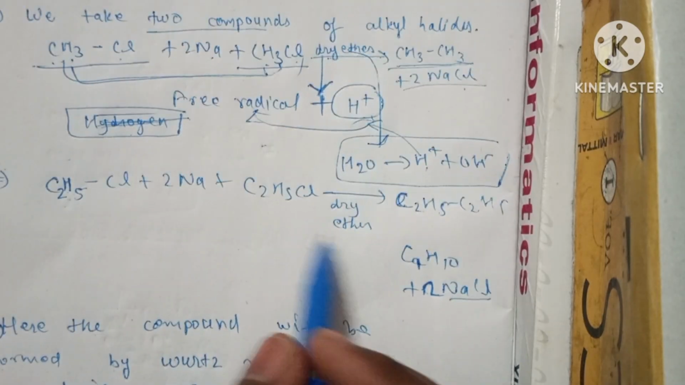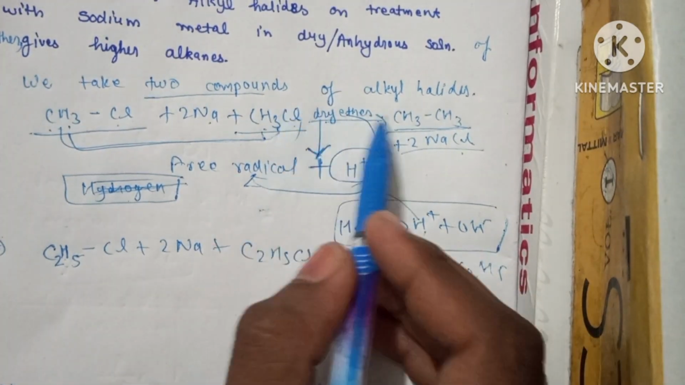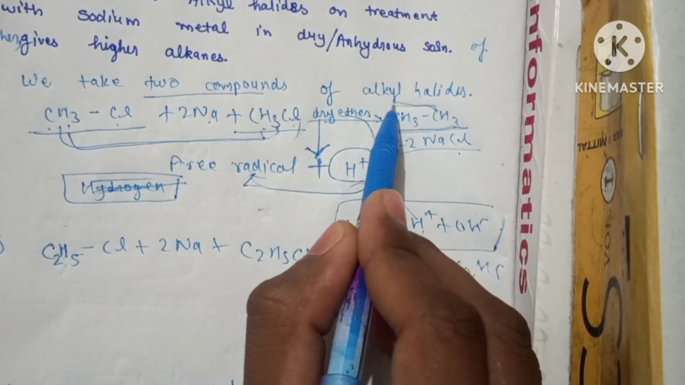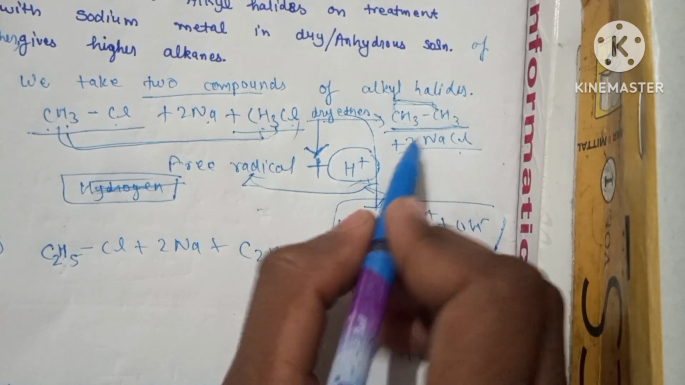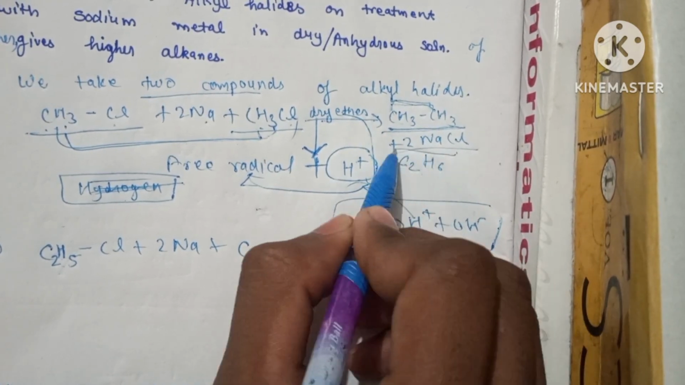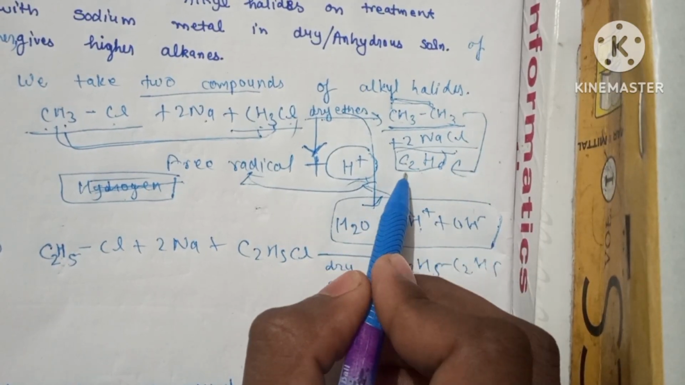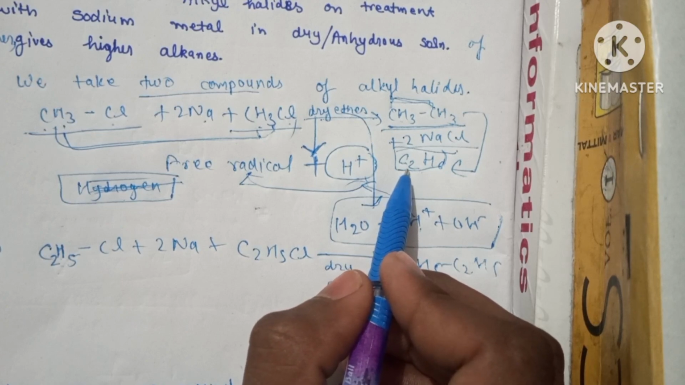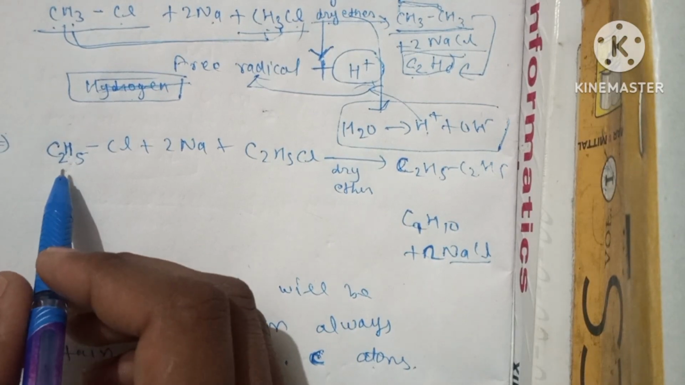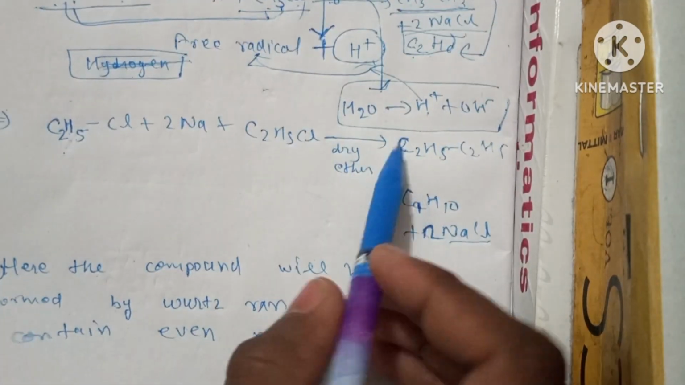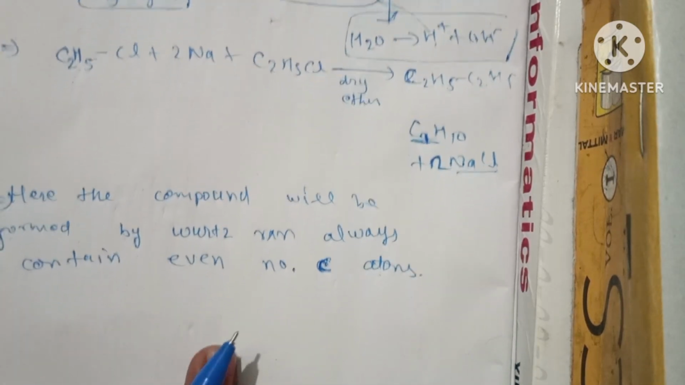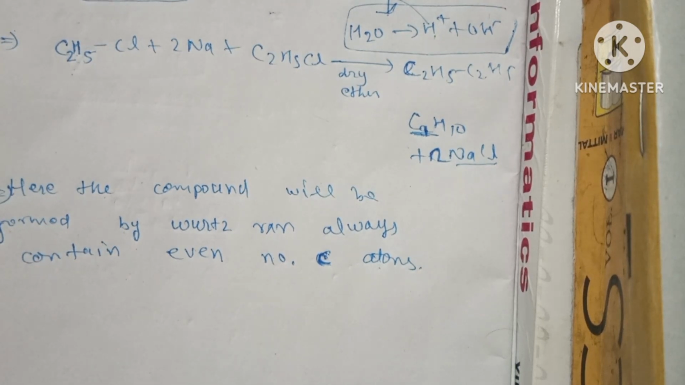As we can see in the examples, here this compound is formed by the Wurtz reaction and C2H6 is formed here, there are 2 carbon atoms and 2 is even. And even in this example there are 4 carbon atoms and 4 is also even. So with the help of the Wurtz reaction we can form only compounds containing an even number of carbon atoms.